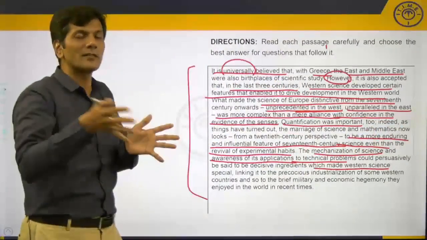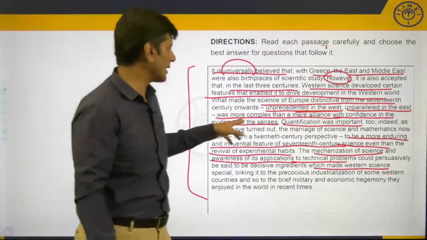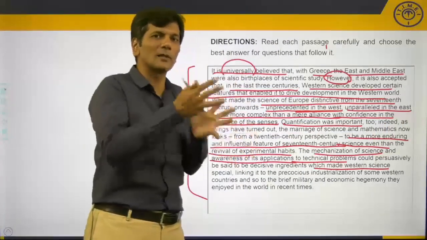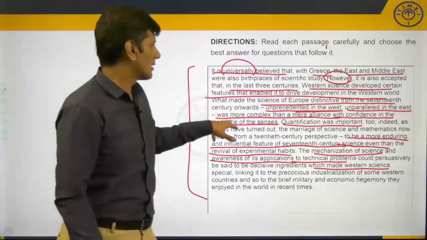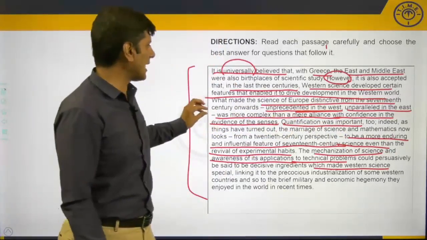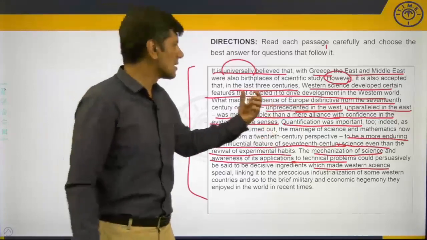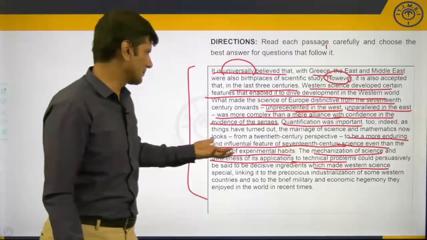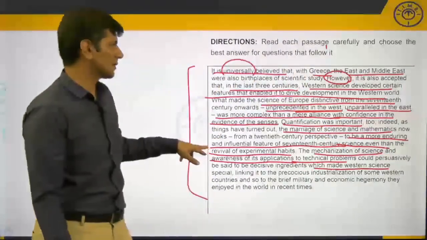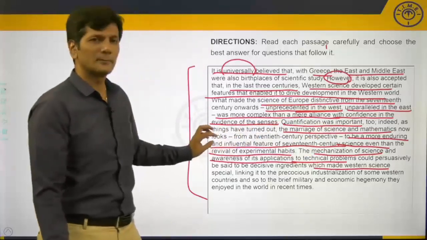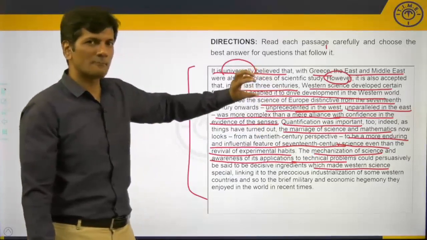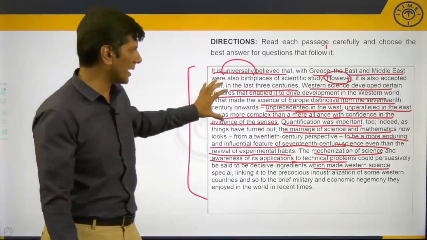So why are these last 300 years so crucial? What was completely unprecedented, unparalleled till that point of time in the West? What was it? It was more complex than a mere alliance with confidence in the evidence of the senses. So what was it then? Quantification was one, and then the marriage of science and mathematics now looks to be more enduring. That's precisely why he says that. This is what makes the last 300 years so very special.